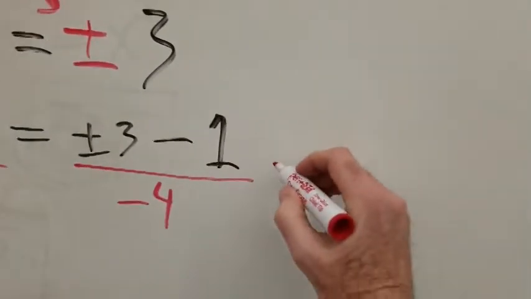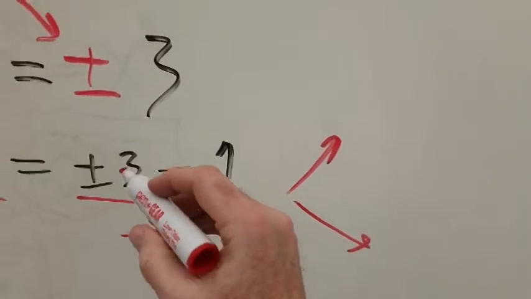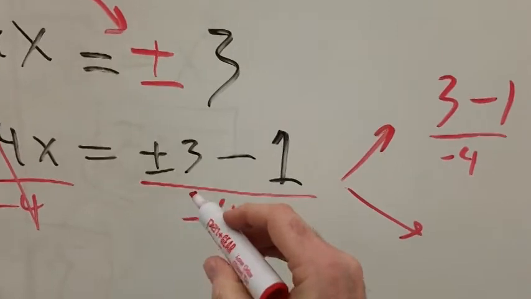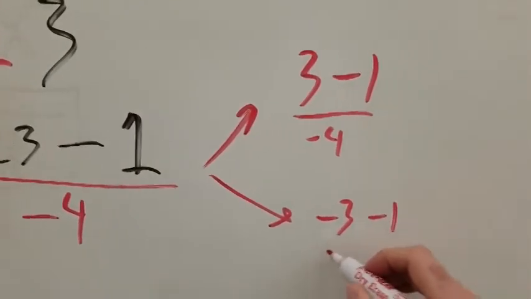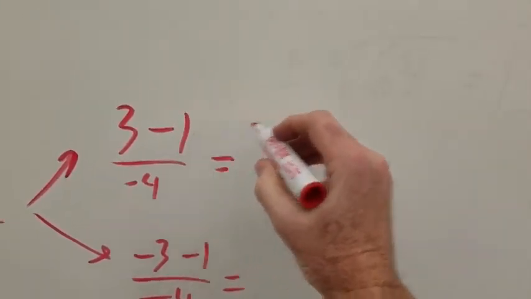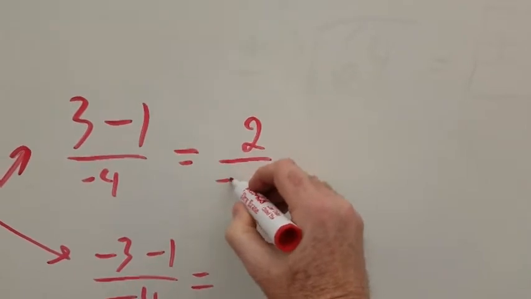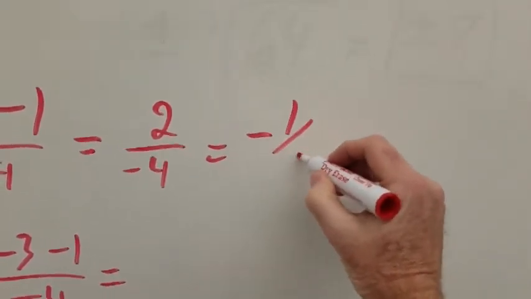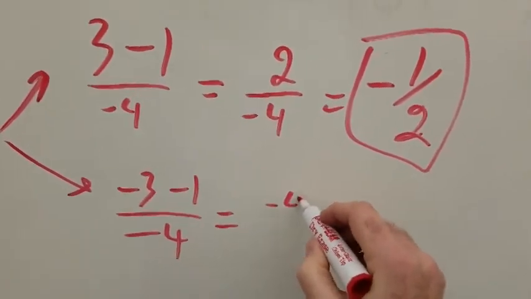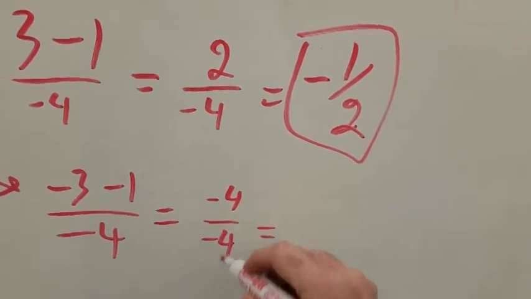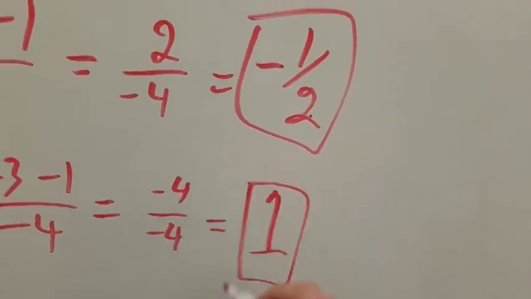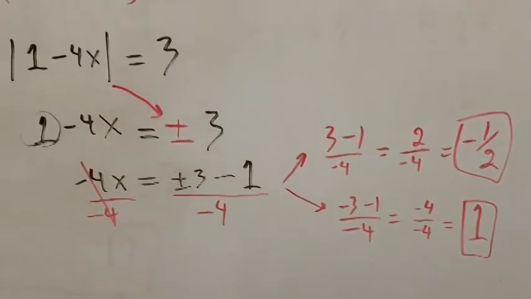Okay, so let's get our two answers here. We've got a positive 3 minus 1 all over a negative 4. And we've got a negative 3 minus 1 all over a negative 4. Let's see what our two answers are going to be. Looks like we got a 2 over negative 4. That's a negative 1/2 is one answer. Over here it looks like we have negative 4 over negative 4. Double negative makes positive, and 4 over 4 is 1. So it looks like we got our two answers here, negative 1/2 and a 1 for this particular problem.